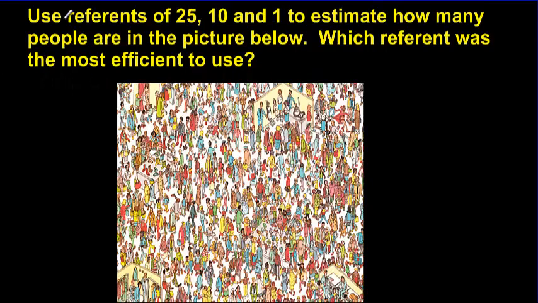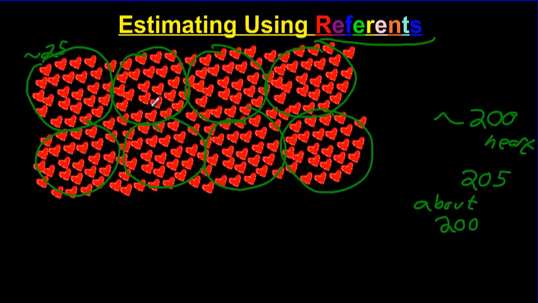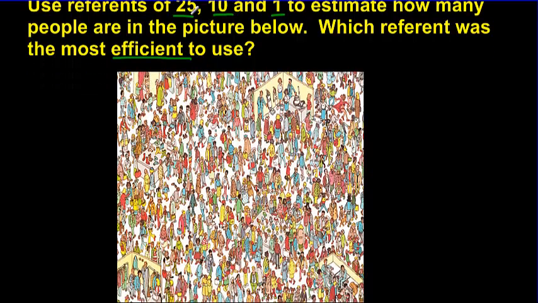Now the question says, use a referent of 25, 10, and 1 to estimate how many people are in the picture below. Which referent was the most efficient to use? And efficient means easiest. Now, if I look at this picture, I want to use the same skills I used to estimate how many hearts there are. I want to imagine that these people were split up into groups of 25 maybe. It tells us to use 25.